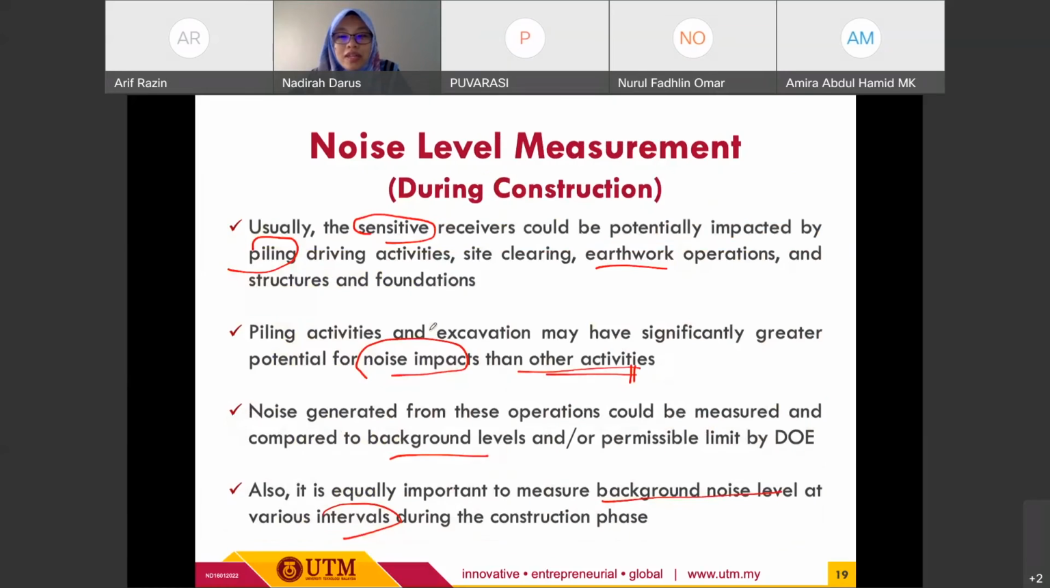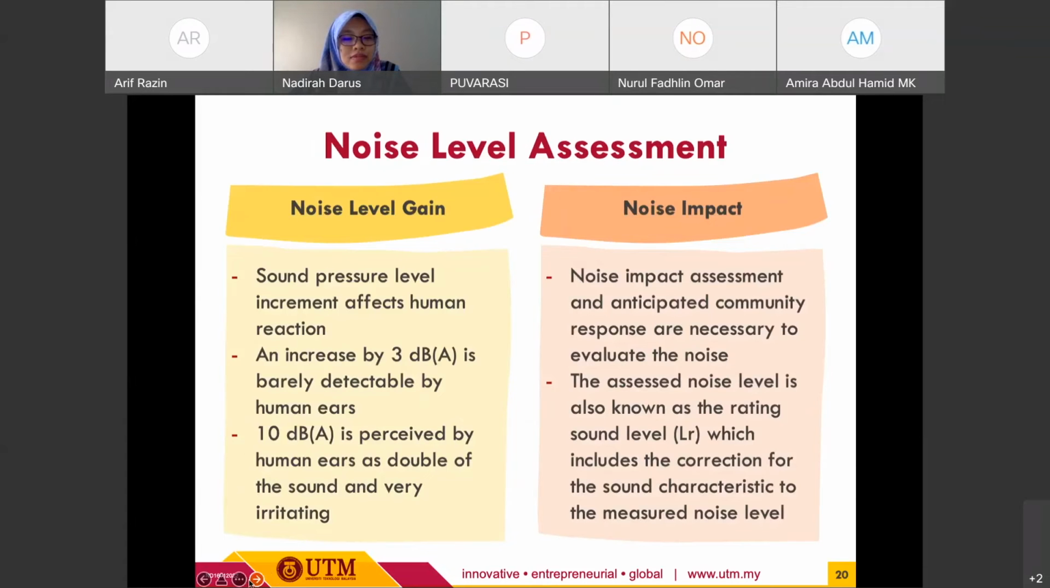Okay, so far here we have covered on noise level measurement, both for planning stage and also construction stage. So, boleh faham okay ke semua?